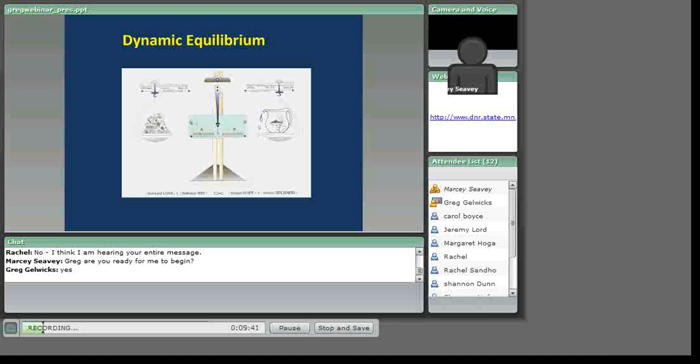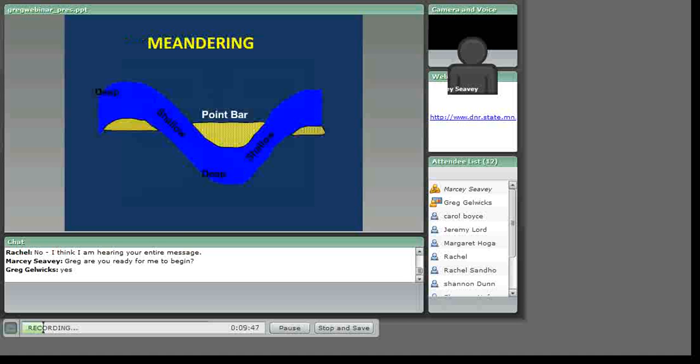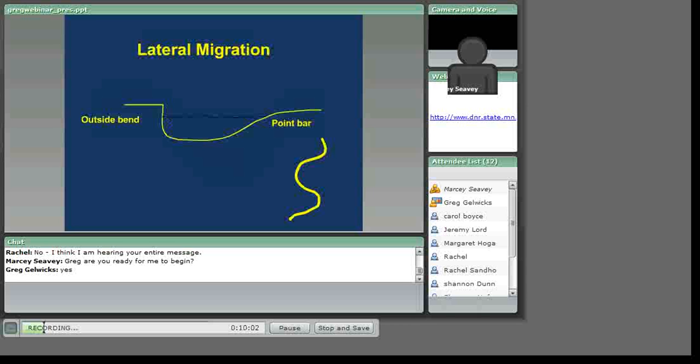And this is what gives rise to the characteristic meandering pattern of healthy streams, where you have deeper outside bends with shallow point bars and shallow crossovers between these pools. And this balance is achieved through erosion that occurs on the outside of the bends and deposition that occurs on the inside on the point bar.